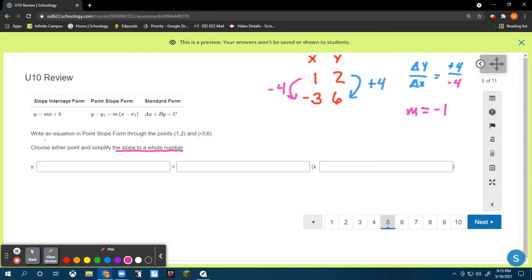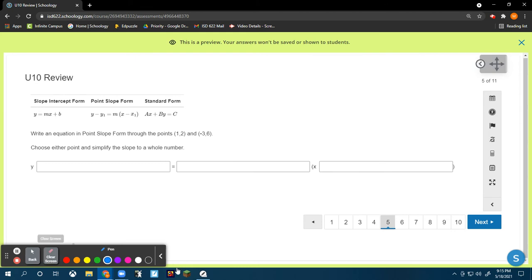And then it says you can choose either point, so you can have 2 equations here. For our first one, we'll choose this first point, 1, 2. The opposite of the y is -2. The slope is -1. The opposite of the x is -1. Or if you choose this point, we'll do it in blue here. The opposite of the y is -6. The slope is still -1. And the opposite of -3 is +3. So depending on which point you pick, you could do either one of those. Both are the correct answer.